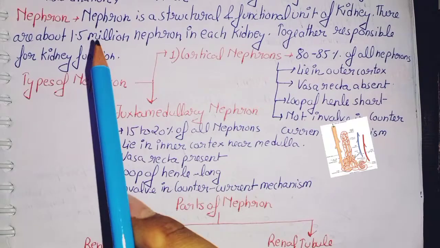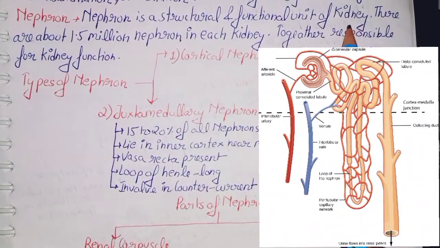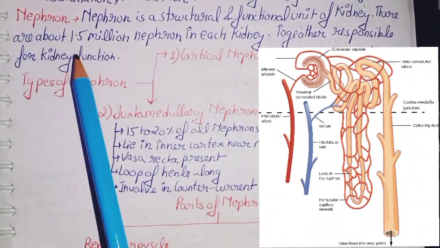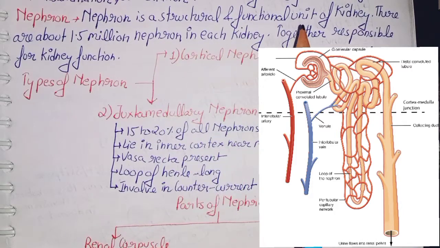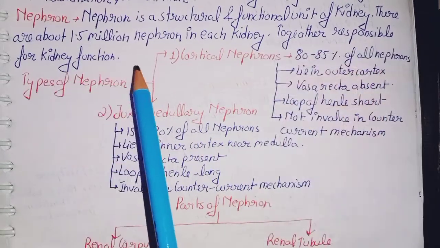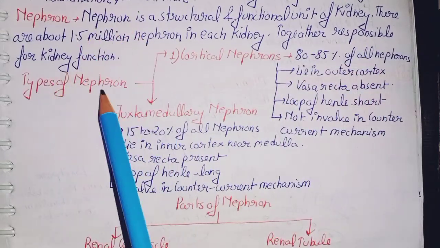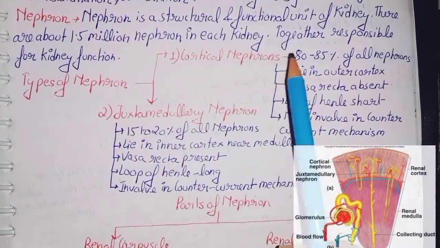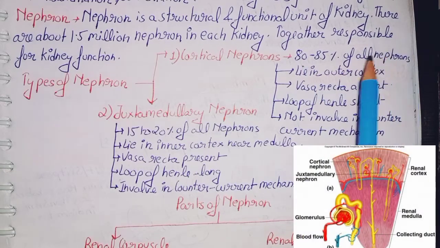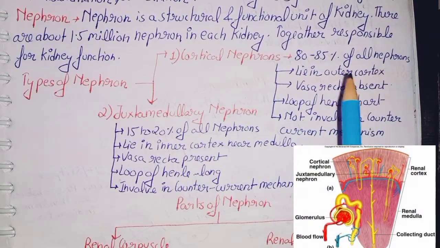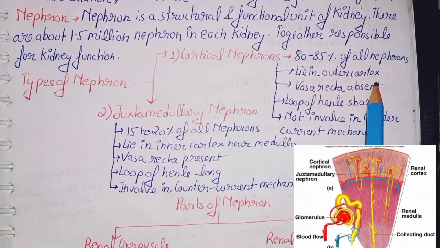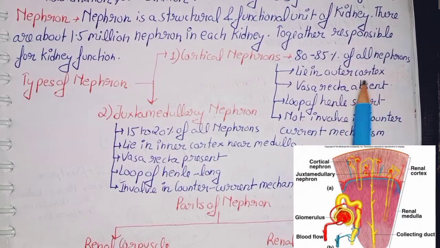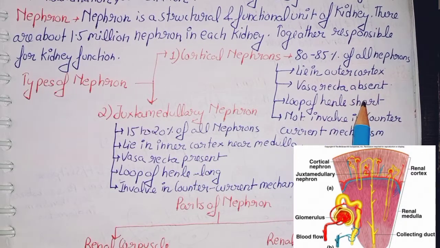So now coming to nephron. Nephron is a structural and functional unit of kidney. There are about 1.5 million nephrons in each kidney, together responsible for the kidney functions. So there are basically two types of nephron: cortical nephron and juxtamedullary nephron. Cortical nephrons are 80 to 85% of all the nephrons. They lie in outer cortex and vasa recta is absent. Loop of Henle is short, not involved in countercurrent mechanism.